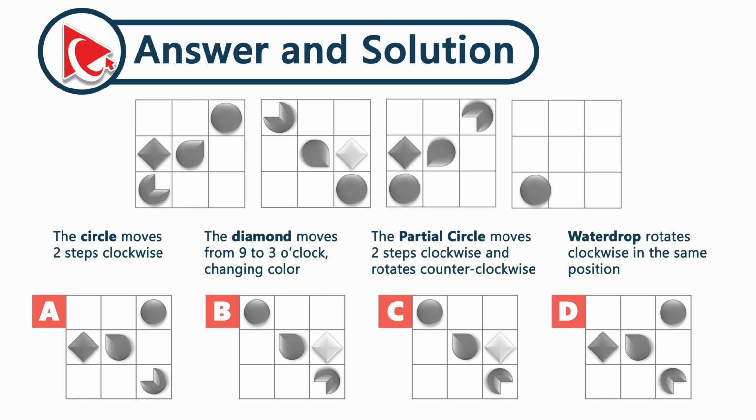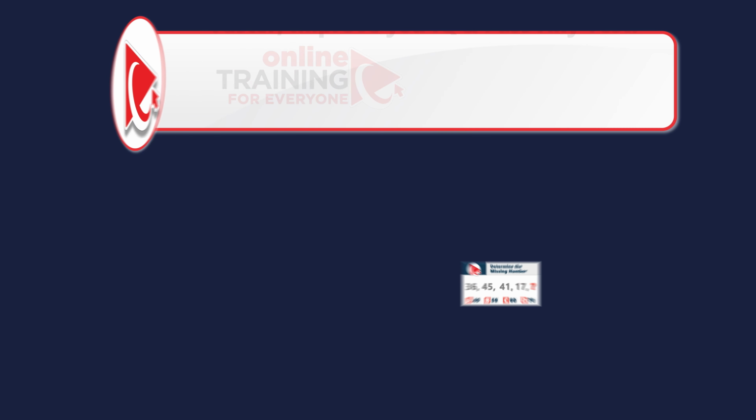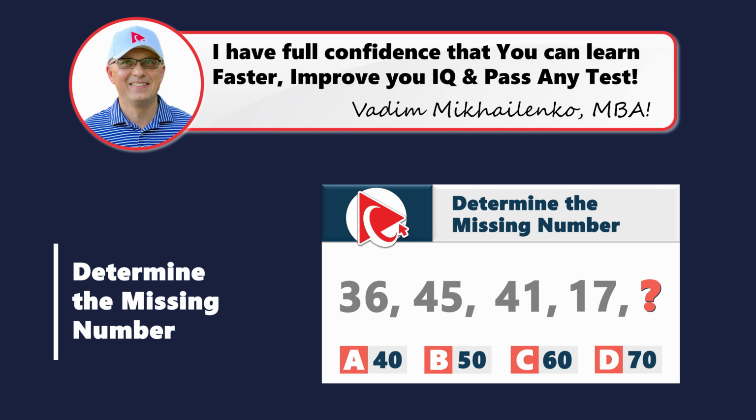The circle will be in the upper left corner. The water drop will be pointing to the full circle at 11 o'clock. The diamond will be a lighter color and will be in the 3 o'clock position. And the partial circle will be in the bottom right corner, which means that the correct answer here is choice C.